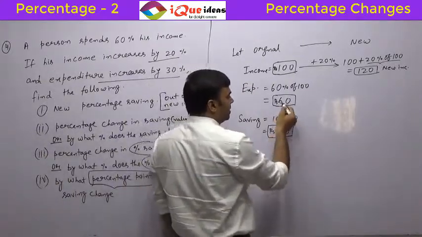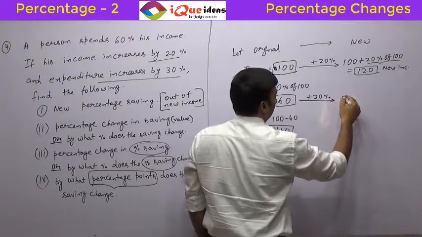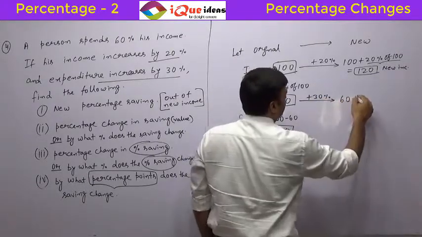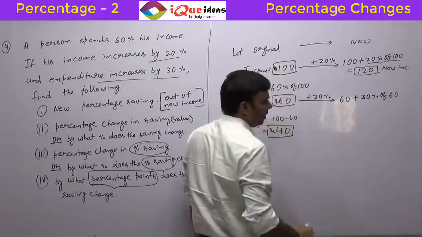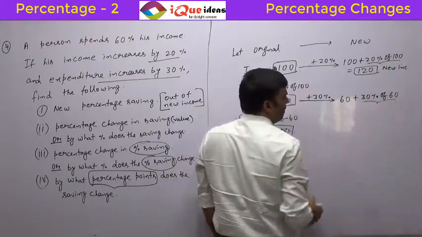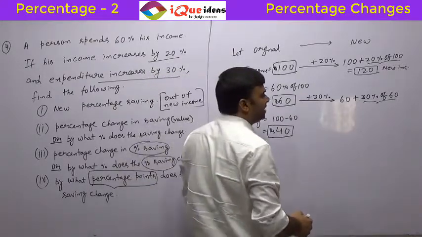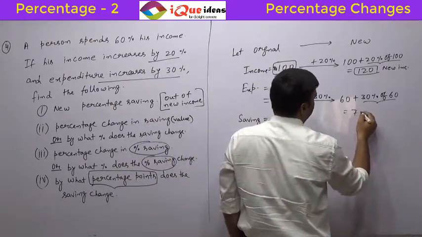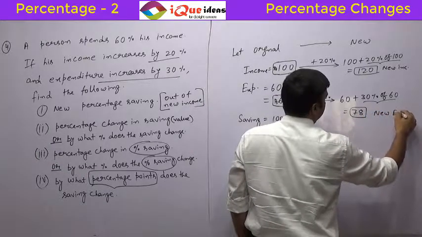Alright. The expenditure increases by 30%. So what is the original expenditure? 60. So this has to increase by 30%. So what will it become? Original expenditure 60 plus 30% of the original expenditure, that is 60. Now 30% of 60 calculated: 10% of 60 is 6, so 30% will be 18. 60 plus 18, that is 78. The 78 is the new expenditure.